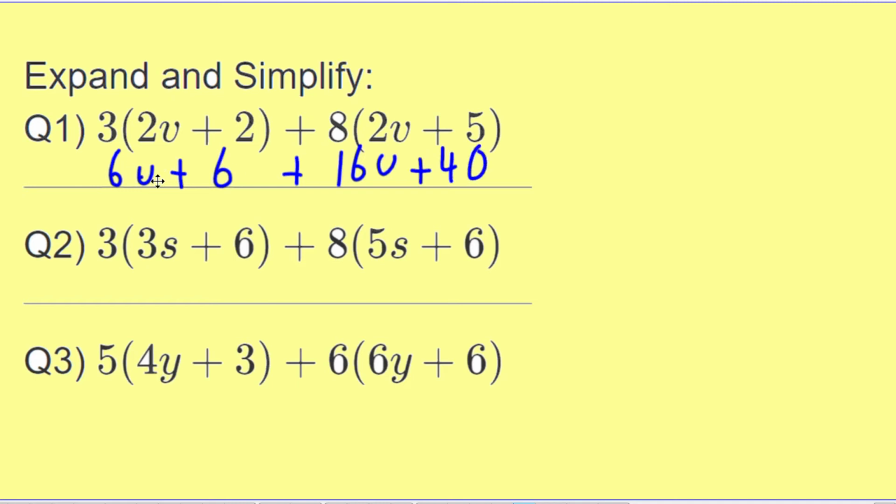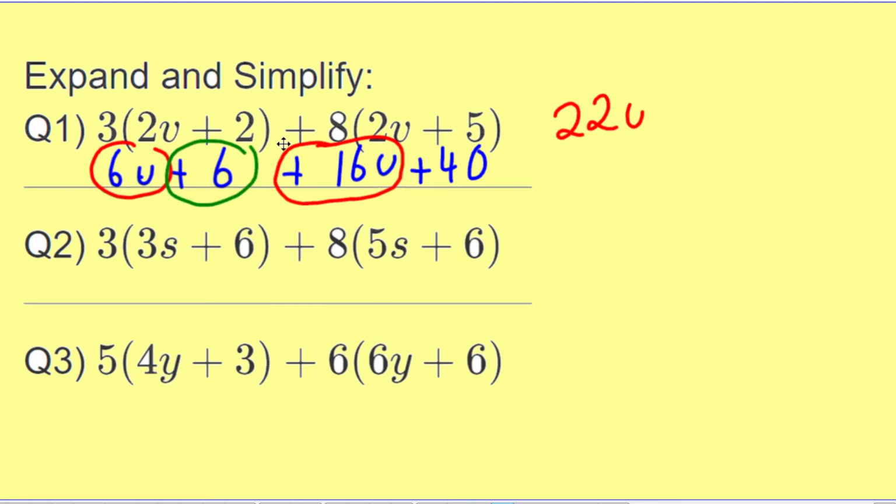Okay, now what we can do is start simplifying this. So we've got 6u here and plus 16u here. You always take the sign in front of the number. So 6 plus 16 is 22u. And then we're going to take the positive 6. That means we're starting at positive 6, and we're adding 40 to it. So it's going to give us positive 46. Okay, moving on.